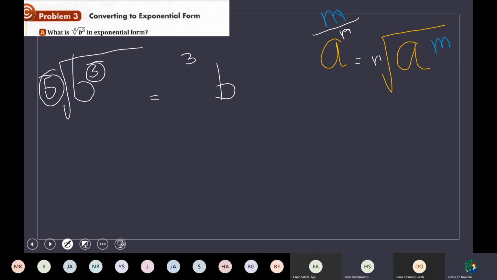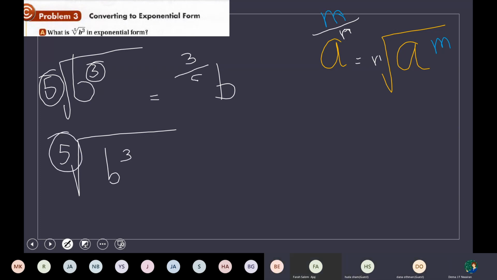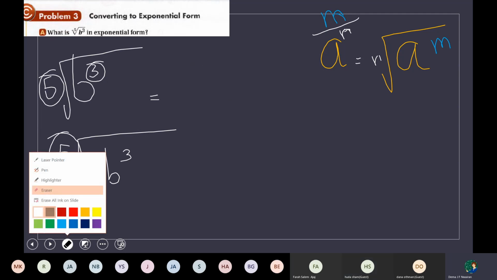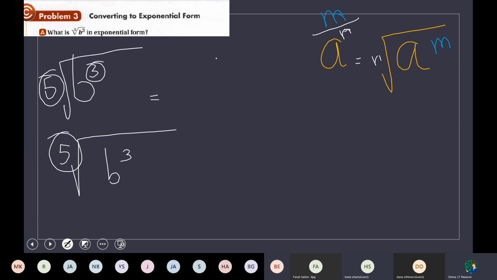And what is the number that is written up? 3. No, look here. 5. Cubed. So what is the up? 5. I keep it as 5. Sorry, it's 5 to 3, so 3 to 5. This is how I can write the radical into exponential form.